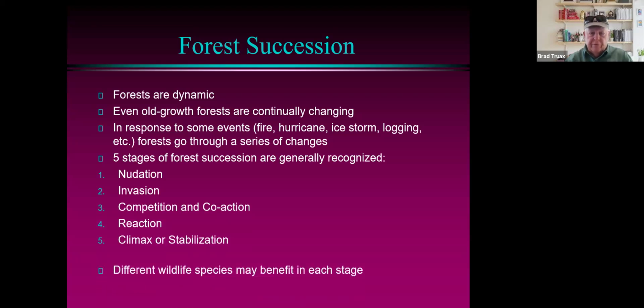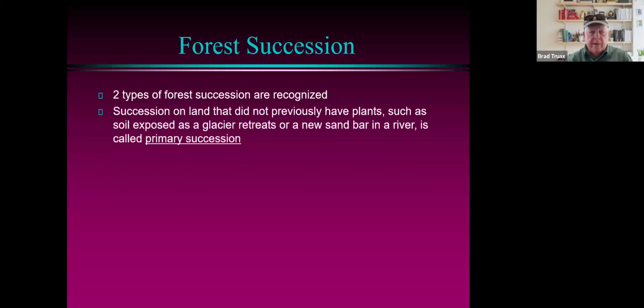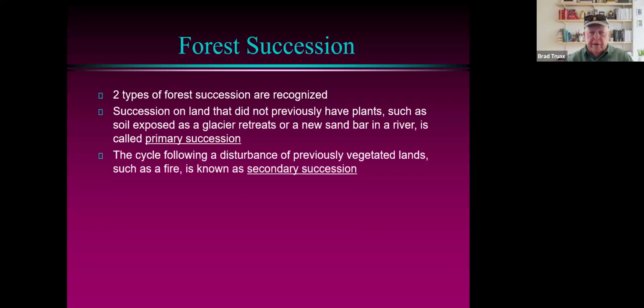And different wildlife species may benefit from each stage. There are 2 types of forest succession that are recognized. Primary succession is where there was land that did not previously have plants. This might be a glacier retreating or a new sandbar in a river. On the other hand, secondary succession is what occurs when there's a disturbance on previously vegetated lands, such as a fire or an ice storm.